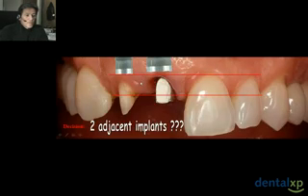So placing two implants from an aesthetic standpoint would cause resorption of the bone in between the implants, and we will end up with a minimum of 1.5 millimeters of soft tissue loss interdentally in an area that is of vital importance to the final aesthetics.